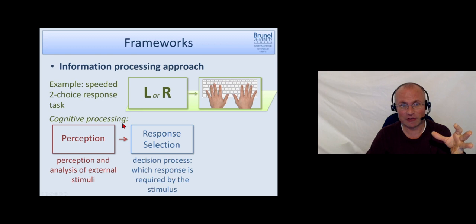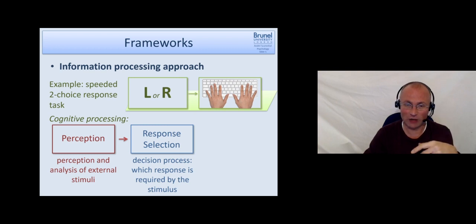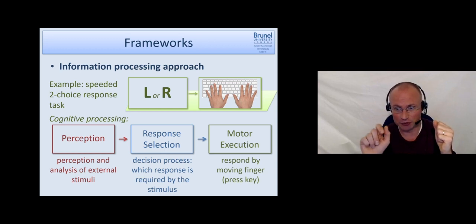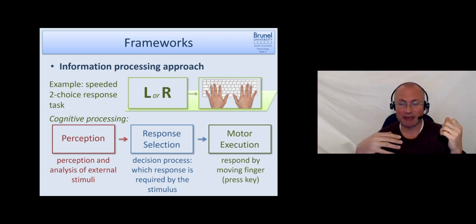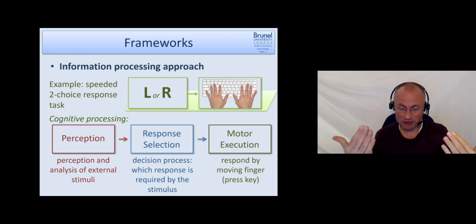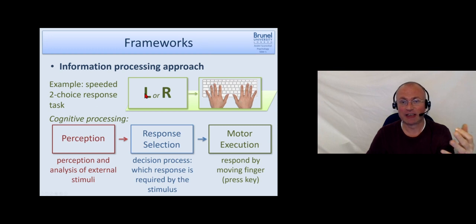The assumption is these stages work serially. So the perception stage has to be finished, and then the response selection starts and works on the output of the perception stage. And once we have decided which response to make, we have to do the motor execution, by actually programming our finger to move, the correct finger, and actually press the key. So between the presentation and the button press, the response time, these processes are happening in series.